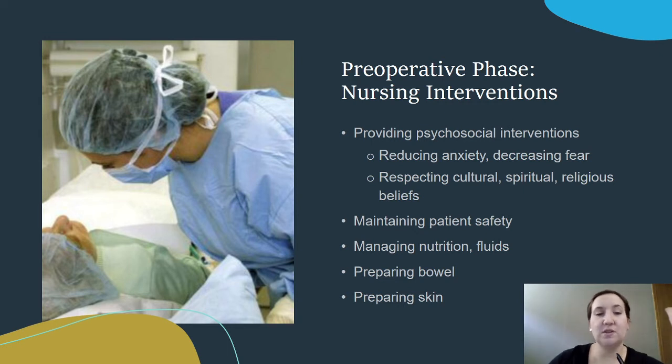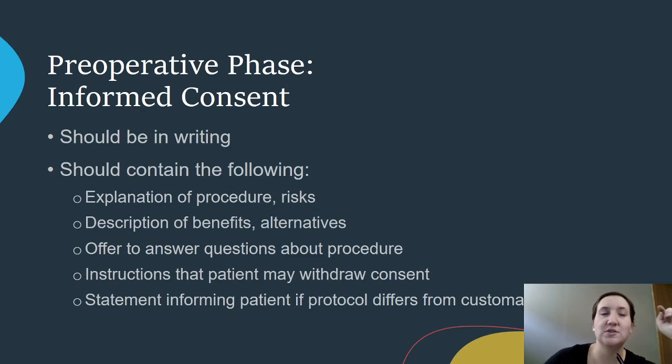So we're going to make sure that both of our side rails on our gurneys are up. We're going to make sure our IVs are started, that we've got fluids running. We're going to prep the bowel if there's anything like that we need to help or assist with, and then preparing the skin, making sure that the surgeon and the patient both notate the appropriate surgical site.